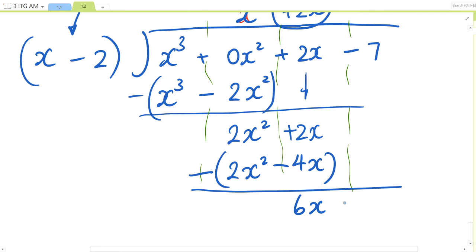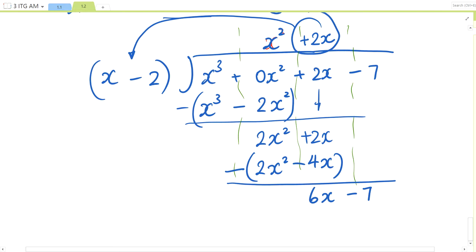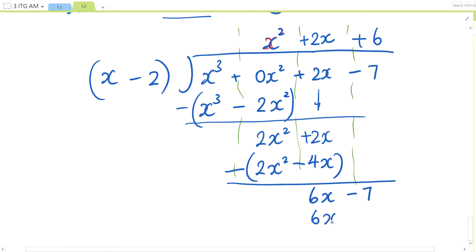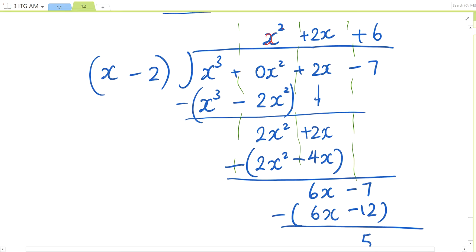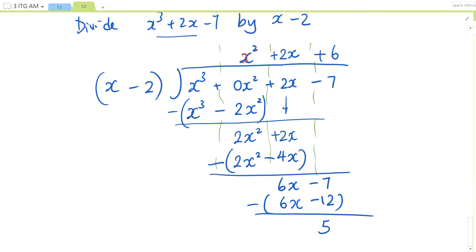What do I do next? Bring down the 7. Minus 7. Can you tell me what goes in? What's the next one? Positive or negative? Plus 6. 6 times x. 6 times negative 2. Negative 12. Minus it off. What do we get? 5, yes. What is the remainder? Okay, so it's over here. Remainder 5. This is long division.